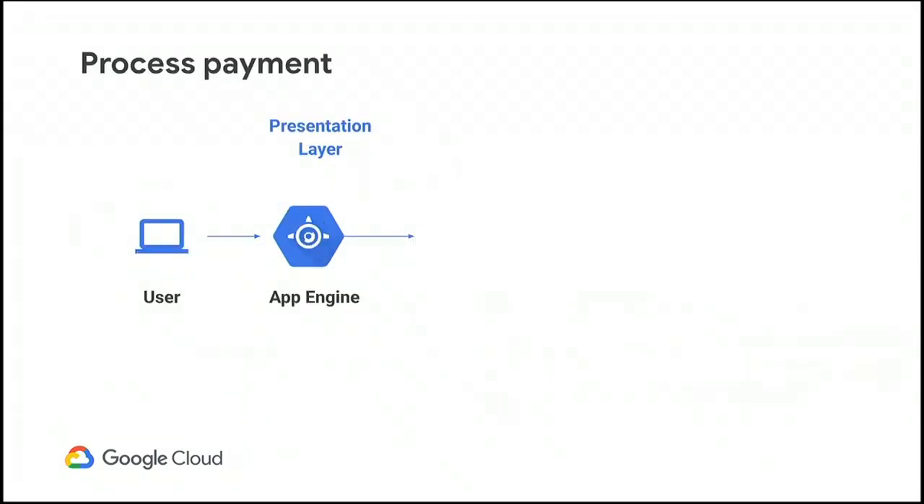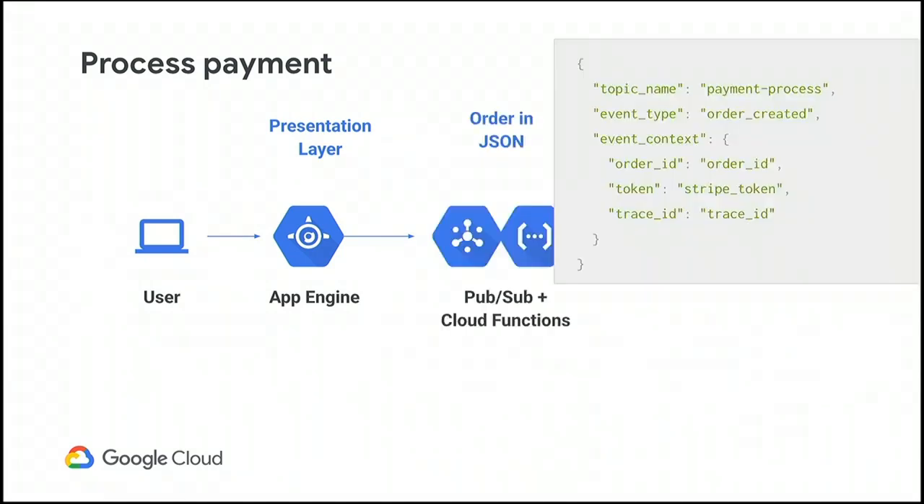So more concretely, here's our App Engine presentation layer. It's going to publish the order data. So here we've got a topic called process payment, or payment process.